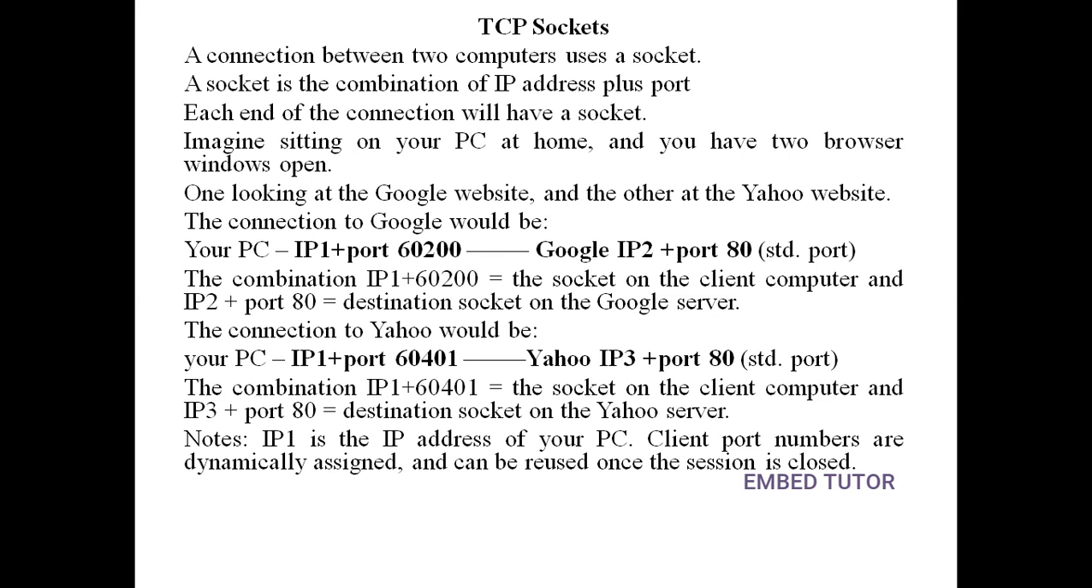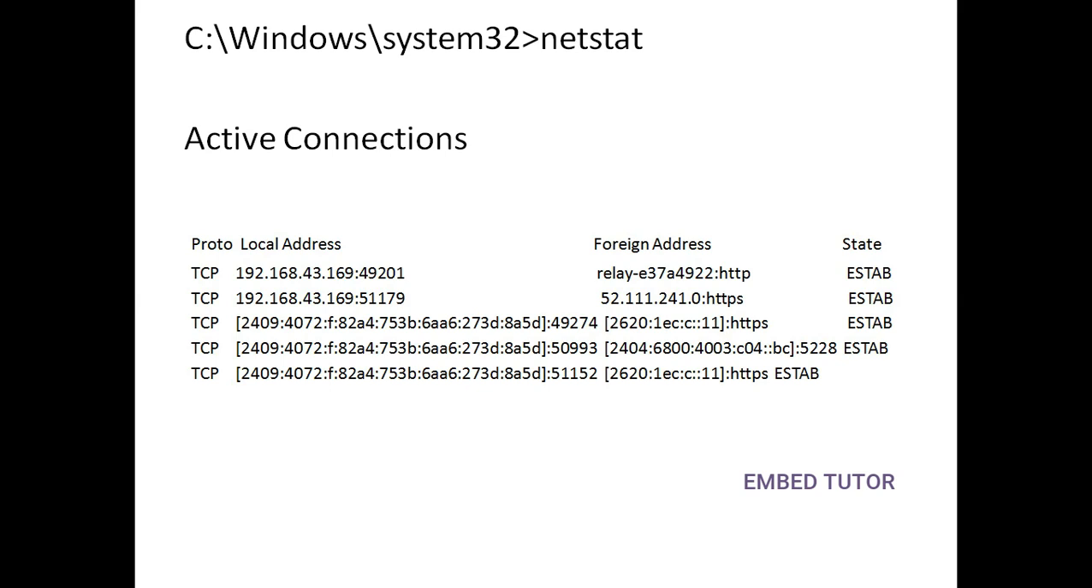The next thing is, suppose you want to see how many TCP connections were established in your system currently, you can type netstat in your command prompt. You will be able to get a list of TCP connections currently established in your machine.